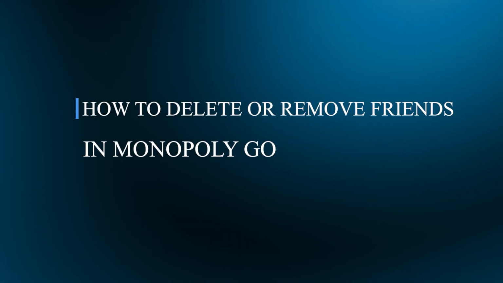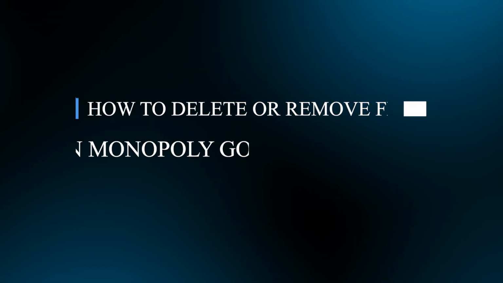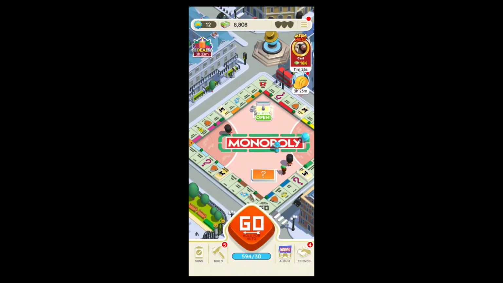Today I'll be showing you how to delete or remove friends on Monopoly Go. So, in order to do this, first of all, open your Monopoly Go application. Now, after opening the application, you will see an interface that will look something like this. Here, you'll have to just click on the friends icon at the bottom right side of the screen.